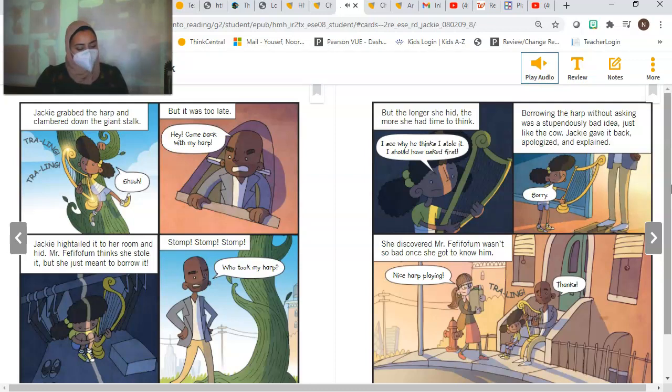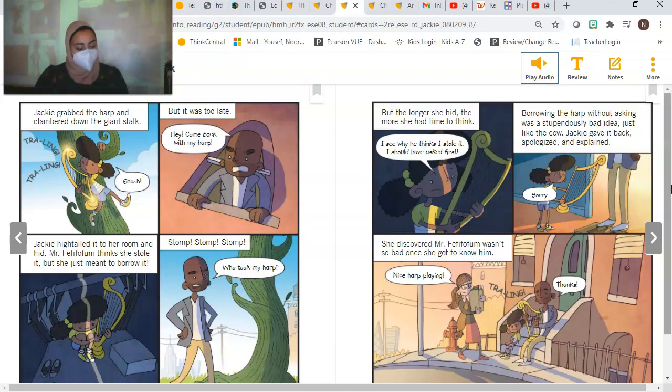How does Jackie feel when she realizes Mr. Fee-Fi-Fo-Fum thinks she stole the harp? How does she feel, Dominic? She feels guilty, doesn't she? She feels guilty because she only meant to borrow the harp. She hides in the closet and she looks really sad. What does she do to feel better? She gives him the harp back and does what? She apologizes and she explains that she just wanted to borrow it.